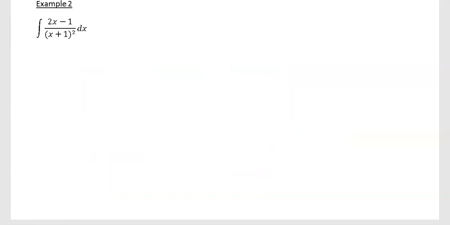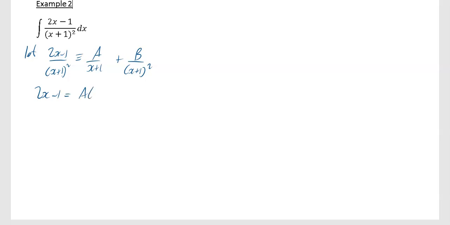Okay, it's just another partial fractions example here. We'll just say let 2x minus 1 over x plus 1 squared be identically equal to a over x plus 1 plus b over x plus 1 squared. So this is one of the repeated denominator ones. And we cross multiply, so you'll have your multiply crossed by your x plus 1 squared. You'll have 2x minus 1 is equal to a times x plus 1 plus just b. And again, we've got to find our values of a and b.